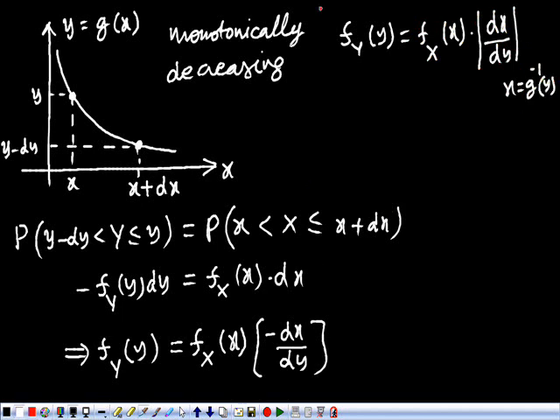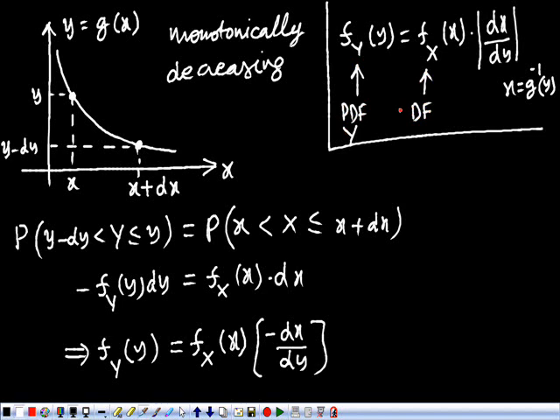Understood this? So this is the relationship between the probability density function of y and the PDF of x. We know the relationship between the two random variables. If we know the probability density function of one random variable, we can evaluate the probability density function of the other random variable by using this concept.